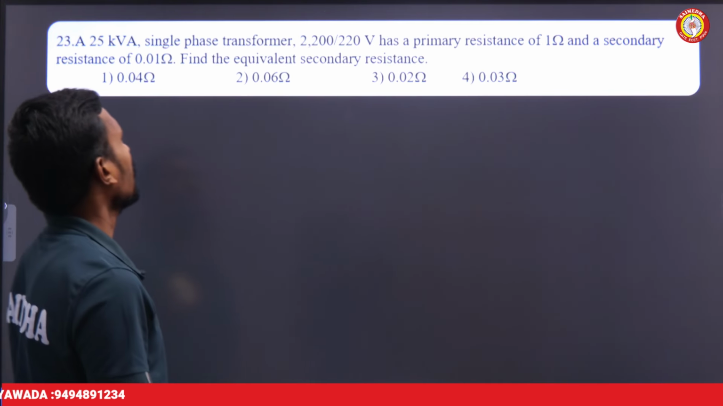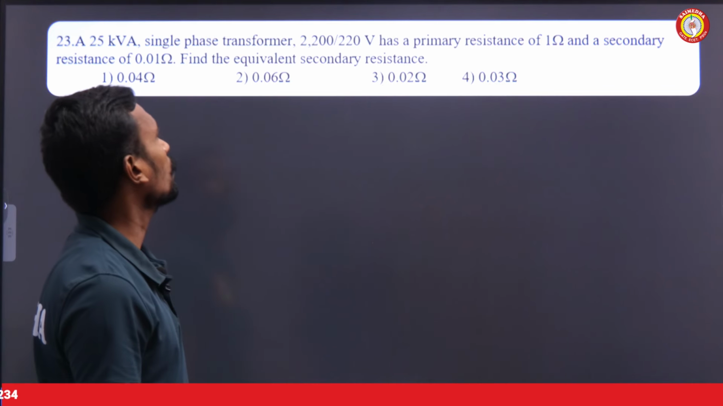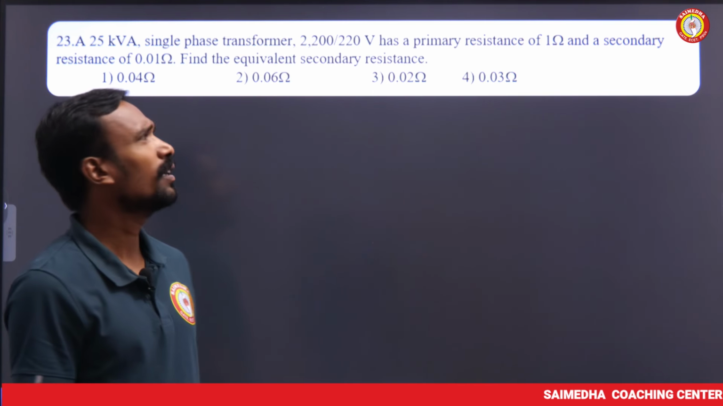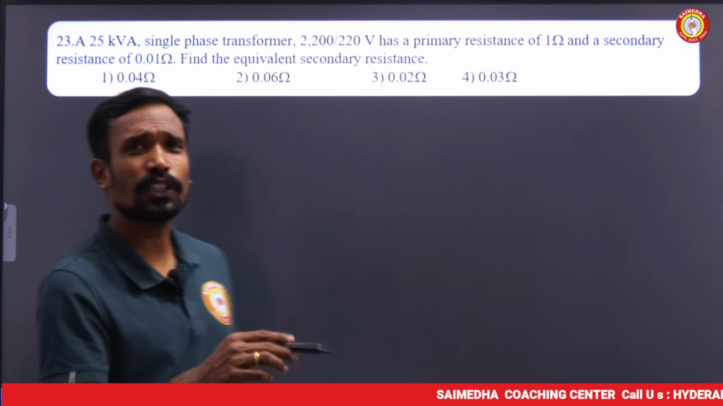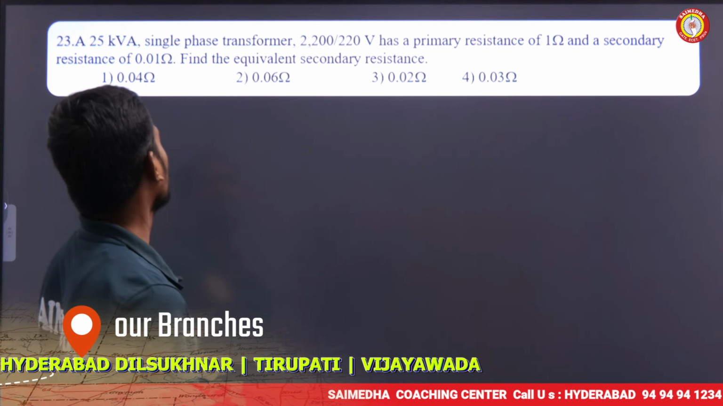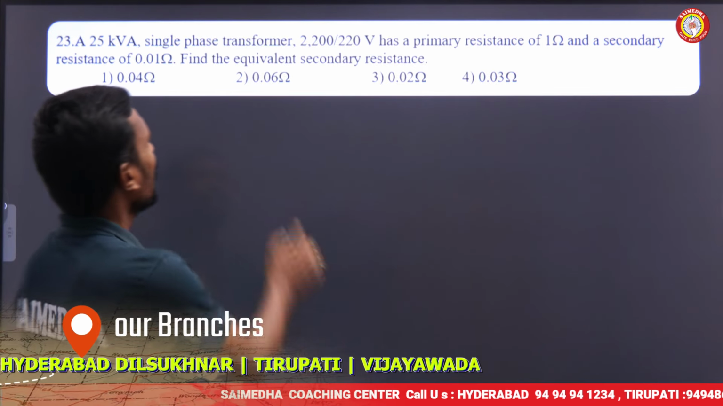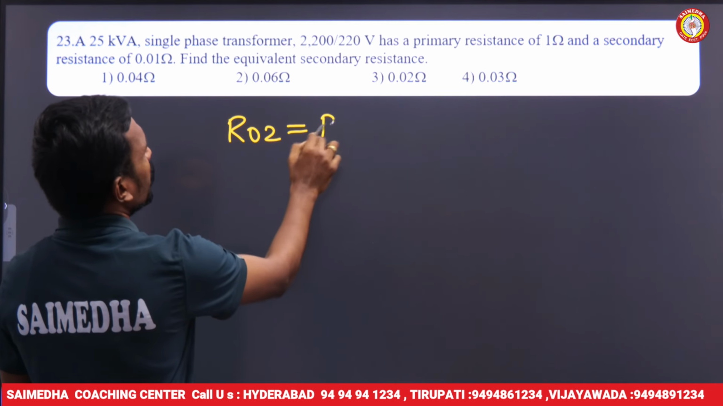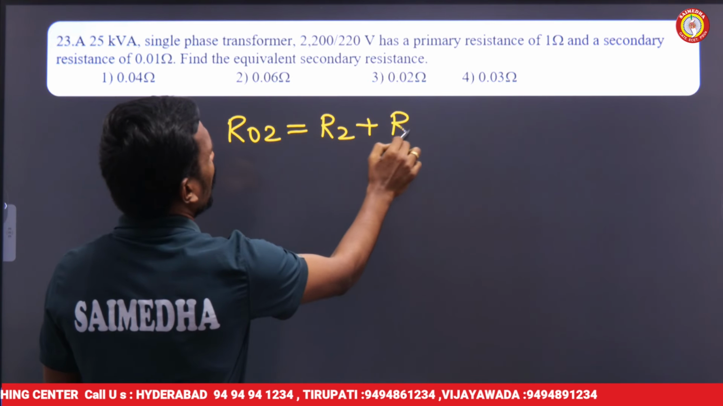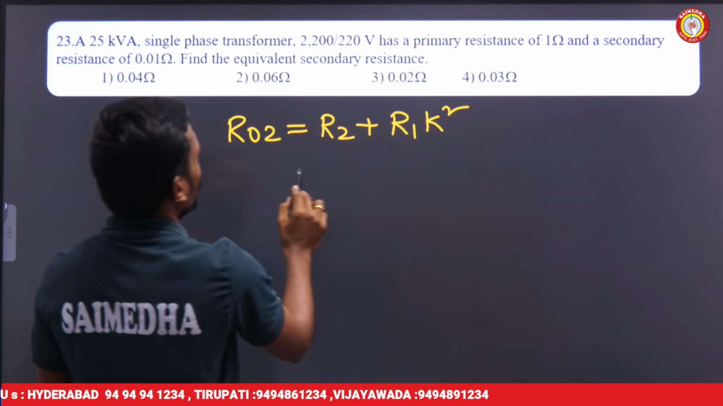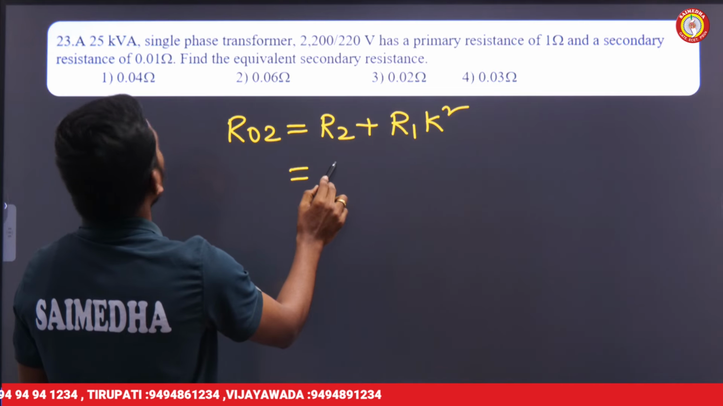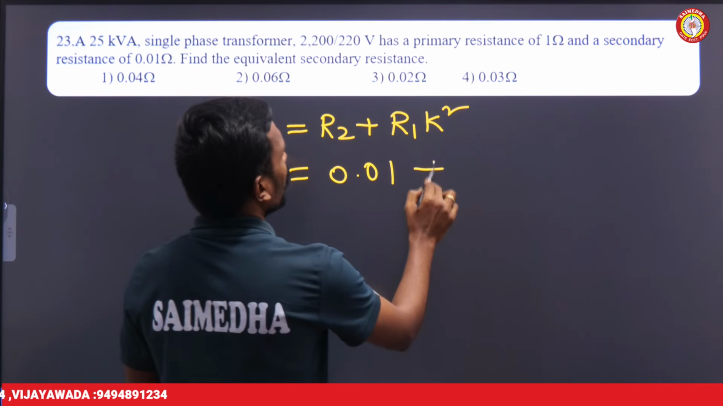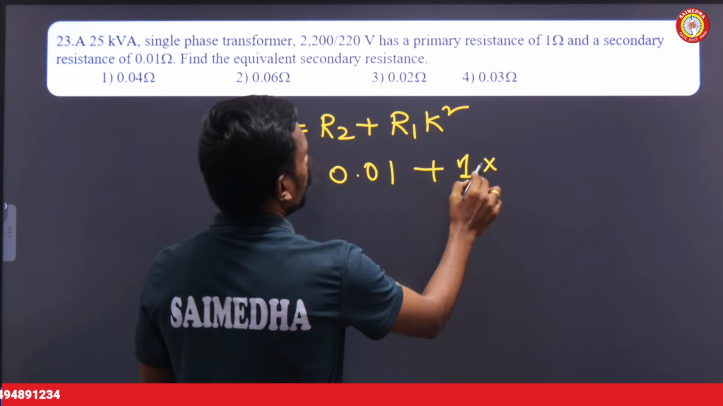A 25 kVA single phase transformer, 2200 by 220 volts, has a primary resistance of 1 ohm and secondary resistance of 0.01 ohm. Find the equivalent secondary resistance R02, they are asking. R02 is equal to R2 plus R1 dash, which is R1 into K square. The secondary resistance R2 is 0.01 and R1 is 1 into K square.